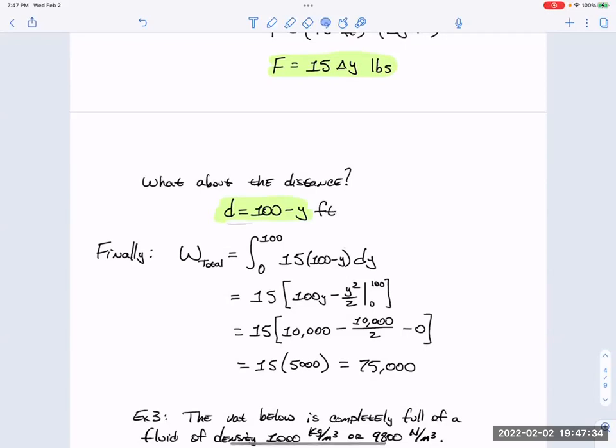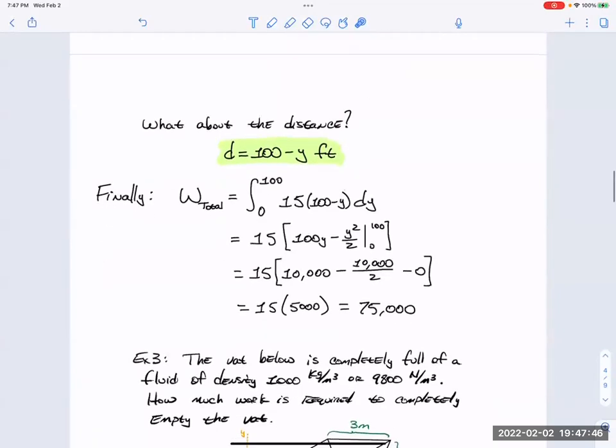Okay, so let me clean that up a little bit. That was our distance in feet. And so our final units of work will be what we call foot pounds. You may have heard that before. So this is foot pounds. And right here is our final answer for the amount of work to wind up all that chain.